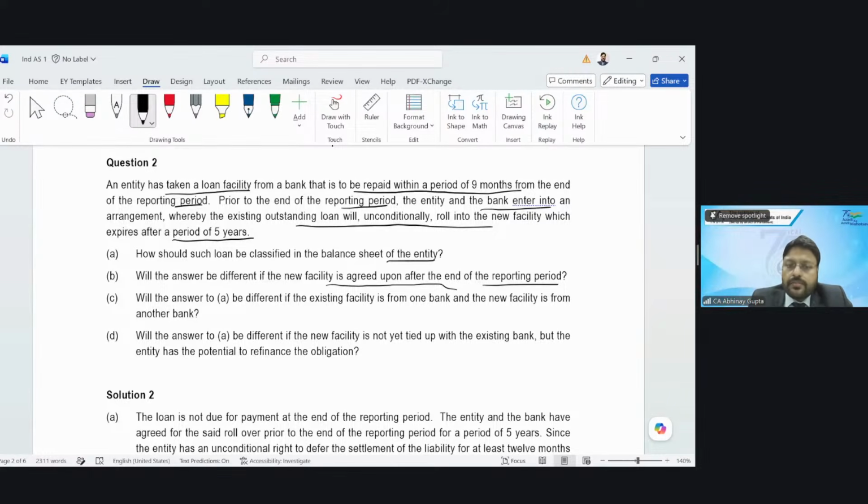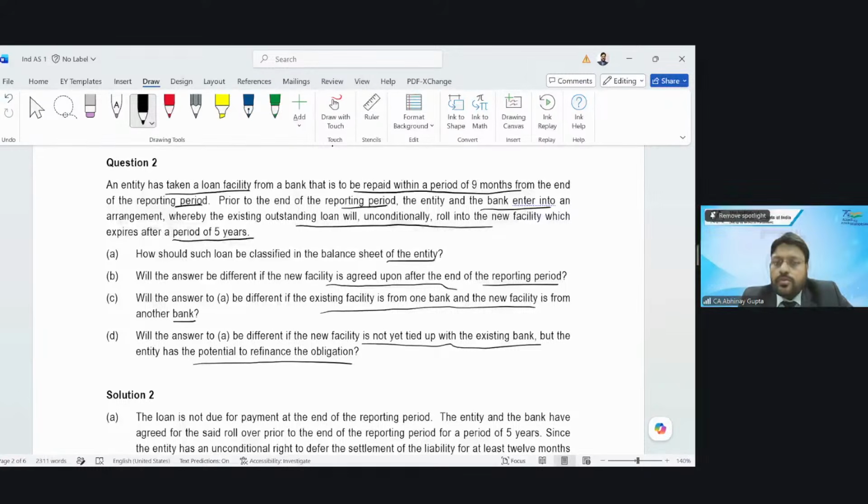Will the answer be different if the existing facility is from one bank and the new facility is from another bank? Will the answer be different if the new facility is not yet tied up with the existing bank, but the entity has the potential to refinance the obligation? So these are the 4 scenarios under which you need to articulate your answer. What is the presentation required? Current, non-current.